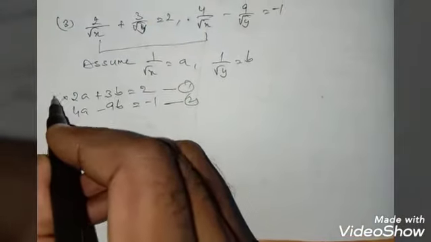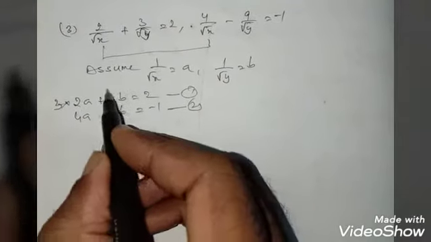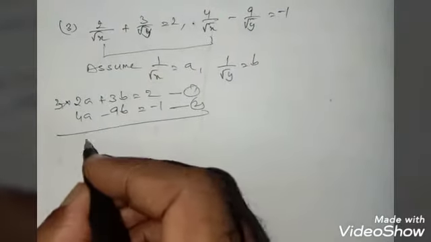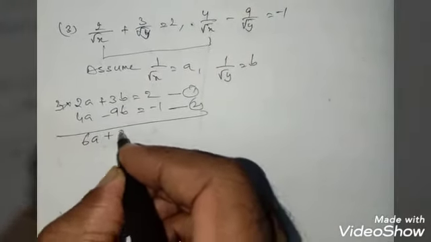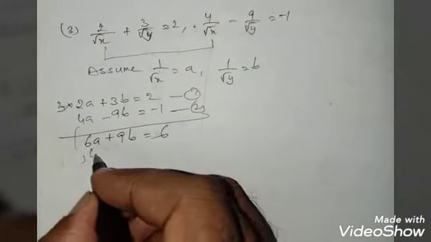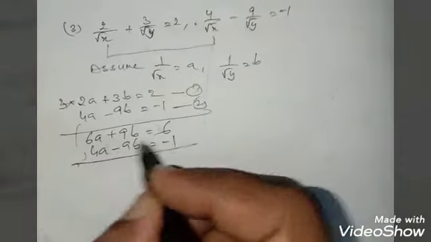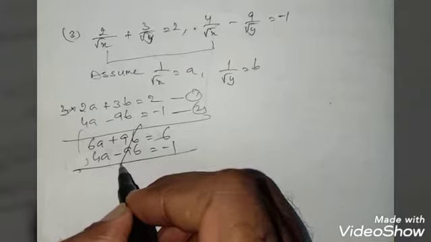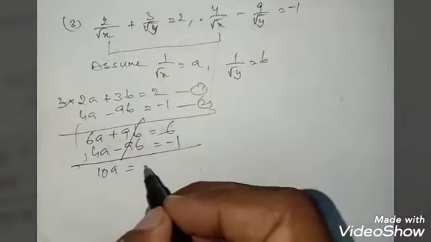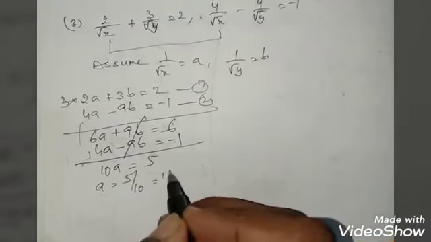Now if I multiply by 3 in the first equation, my variable b will be equal, right? Now if I multiply this by 3 here, you will get 6a plus 9b is equal to 6, and this equation as usual, that is 4a minus 9b is equal to minus 1. Now add these two. If I add these two, this 9b will be cancelled. Here 6 plus 4 is 10a is equal to 6 minus 1 is 5. So a is equal to 5 by 10, which is nothing but 1 by 2.